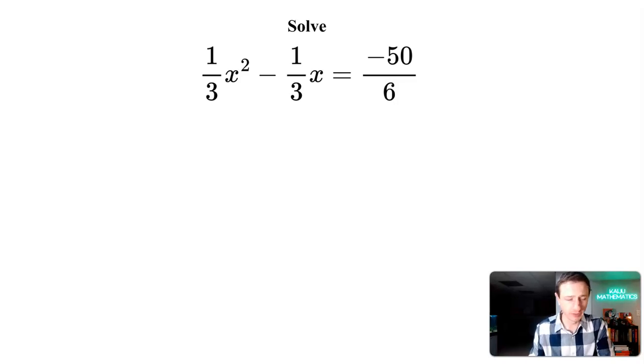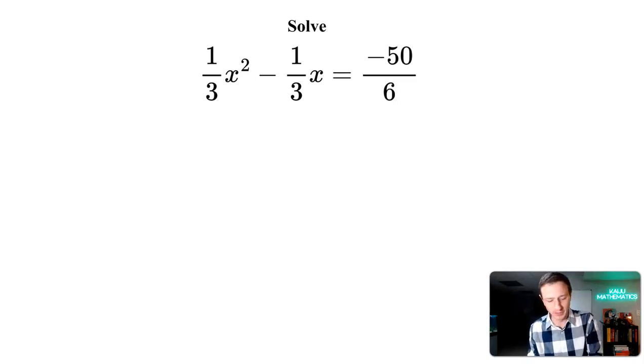Here we're looking at solving 1/3 x squared minus 1/3 x equals negative 50 over 6. So the first thing that's jumping out to me is the fact that I have these fractions. I don't want to deal with this. I see the x squared and the x, and I see something on the other side, but I want to get rid of these fractions.